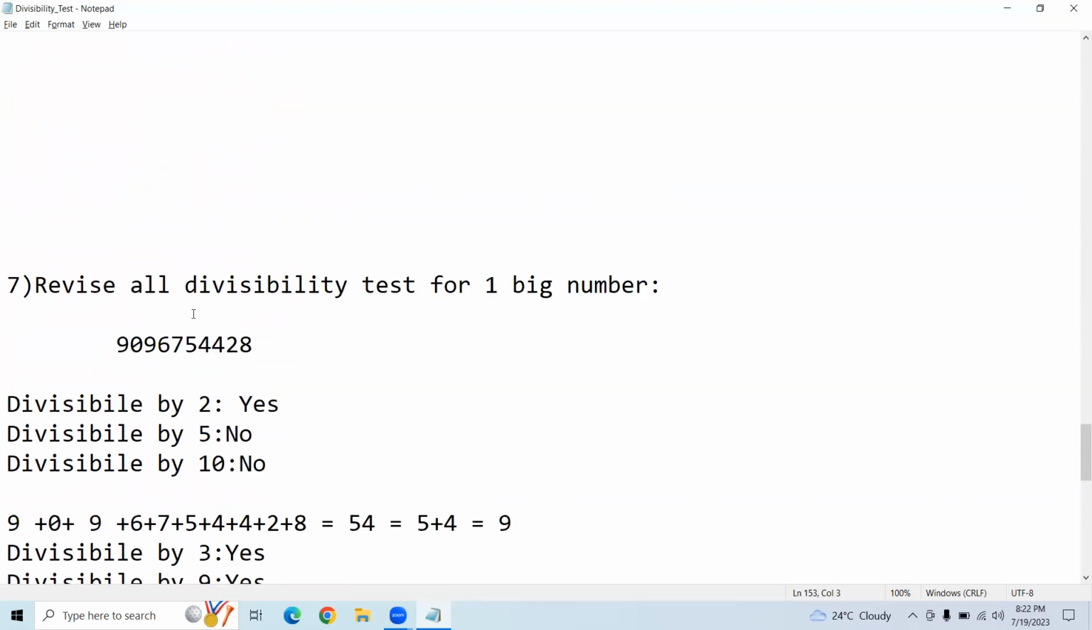You can take any 5 or 10 mobile numbers and you can practice all the divisibility tests from 2 to 11. Thank you.